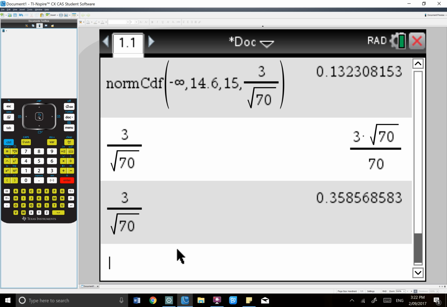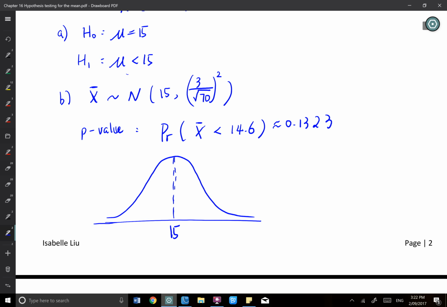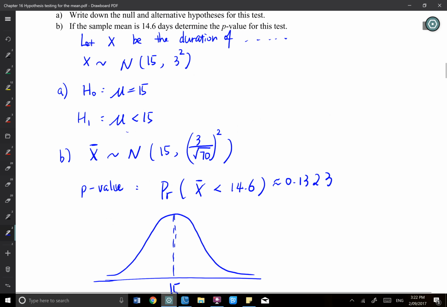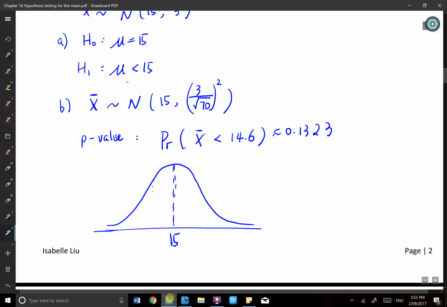So 0.35. I use 15 subtract that. It's 14.65. What I observed is 14.6. It's one standard deviation is here, and it's a little bit smaller than one standard deviation. I observe a value here. The area I'm finding is this. That's the p-value.